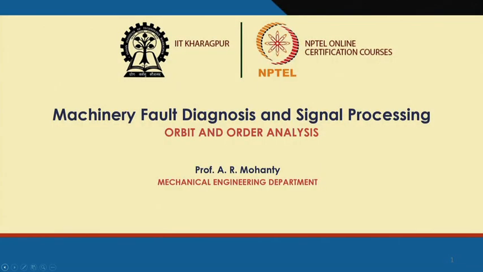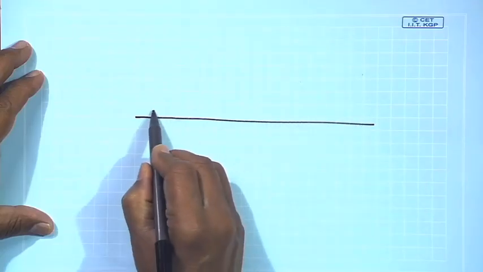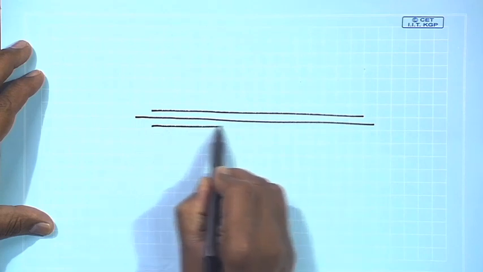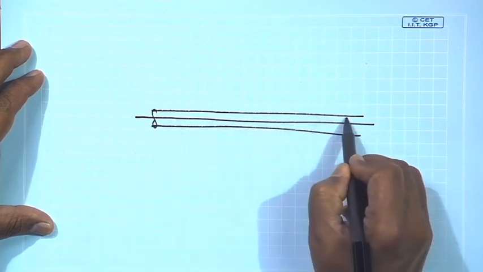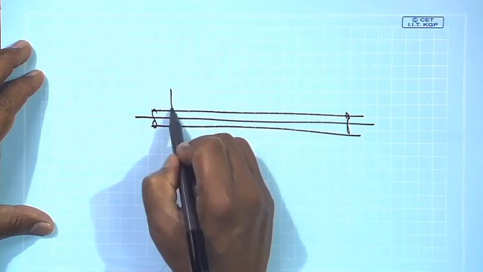In this last lecture of the third week, we will be discussing orbit and order analysis, which are techniques of signal processing used to find out the displacements in rotating shafts in the x and y directions. For example, as you know, every machine, essentially a rotating machine, consists of a shaft which is supported on bearings.